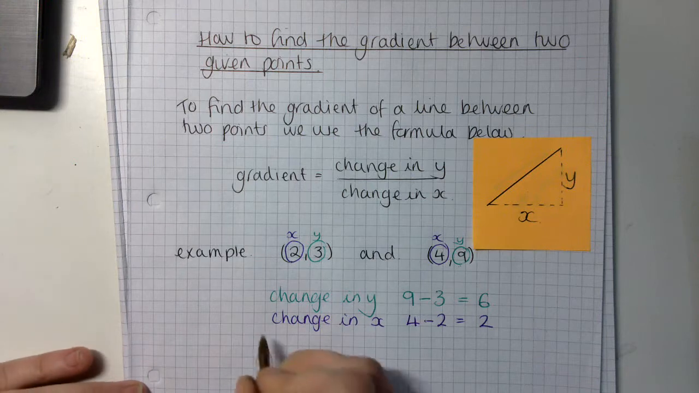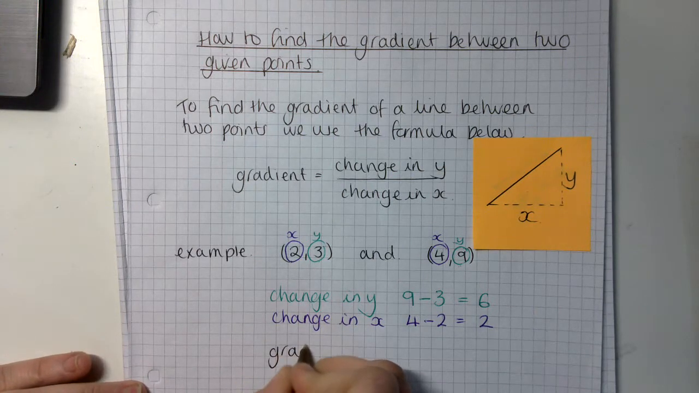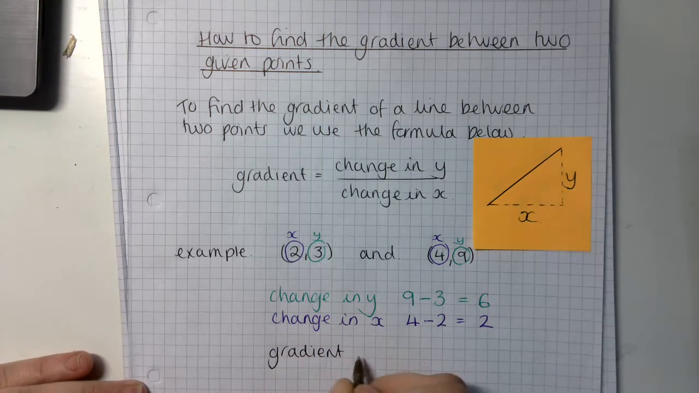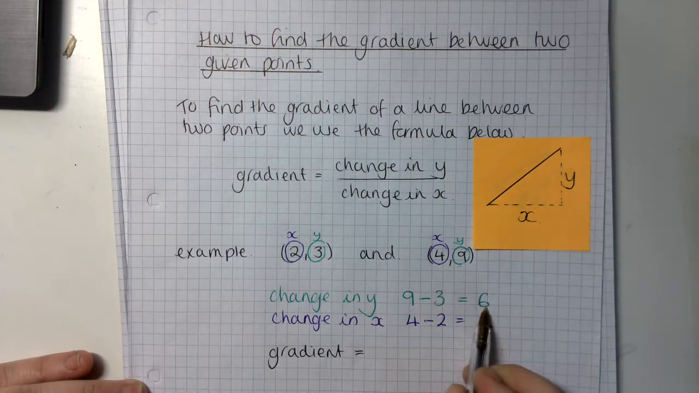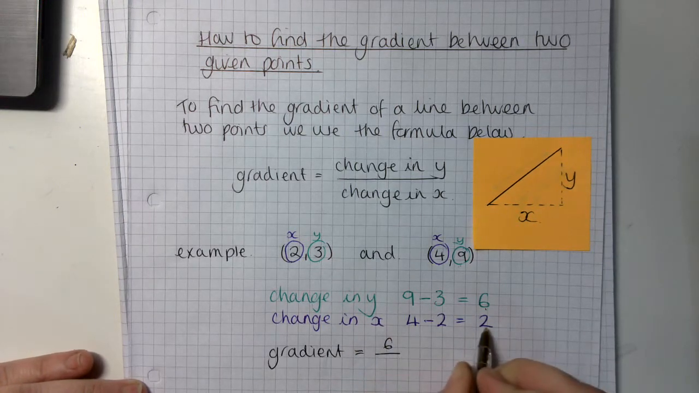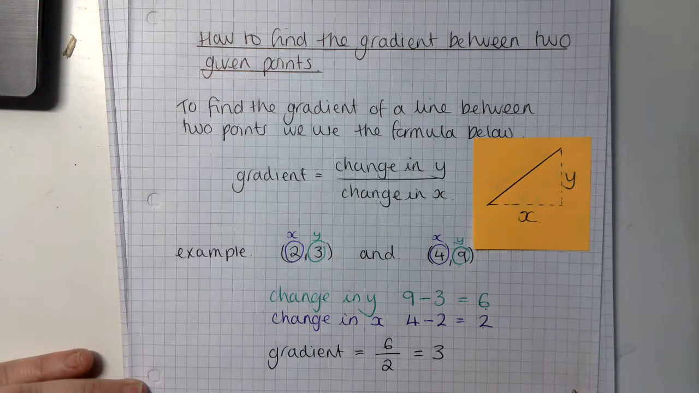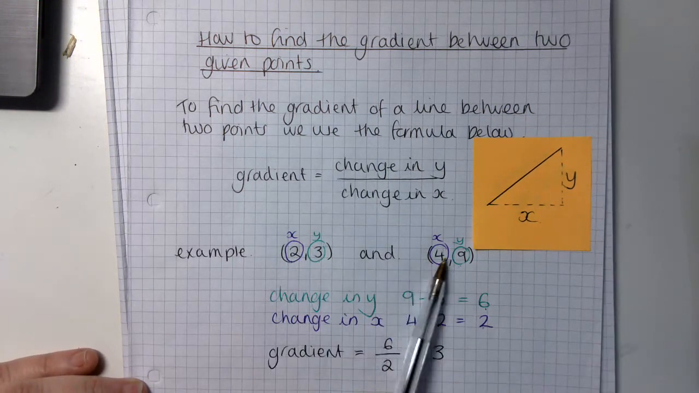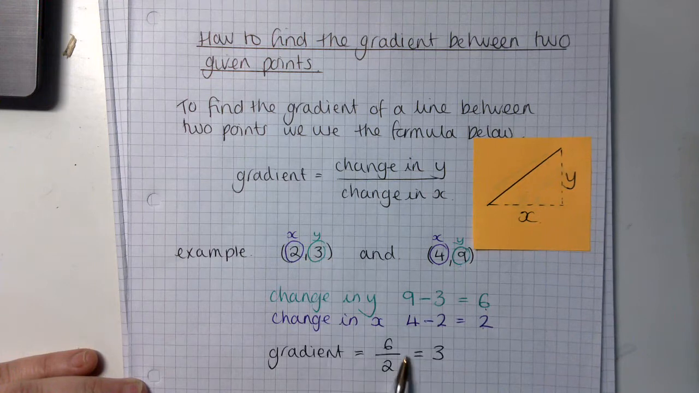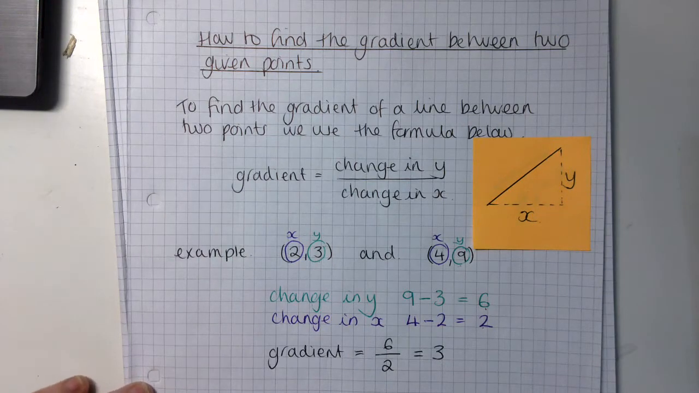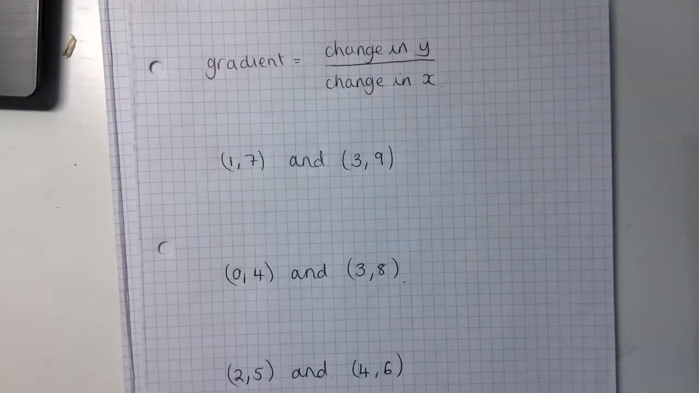So if we substitute those into the formula, we've got the change in y, which is 6, divided by the change in x, which is 2. 6 divided by 2 is 3. So the gradient between these 2 points would be 3. So the line that joins them would have a gradient of 3. Okay, so we're going to have a look at some more examples.